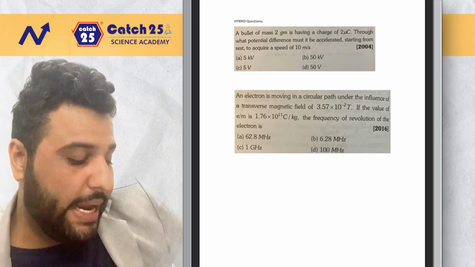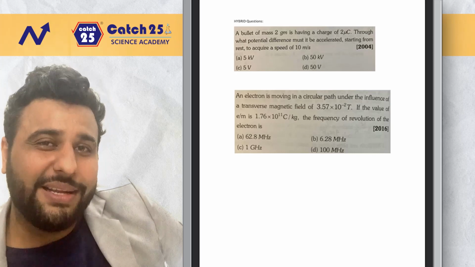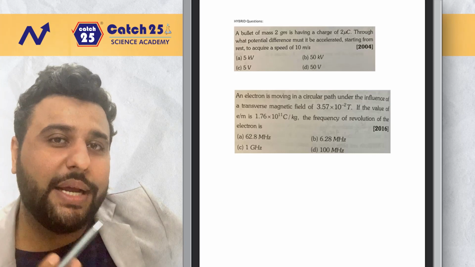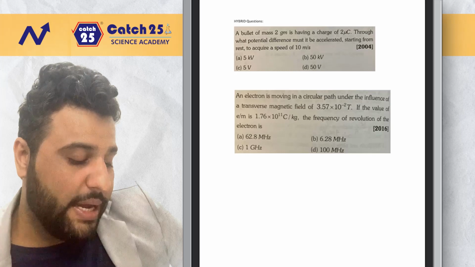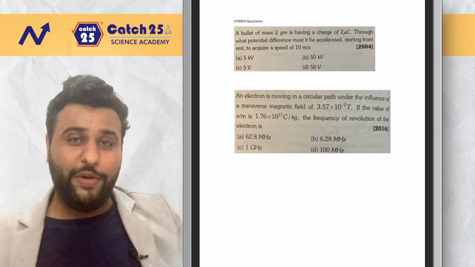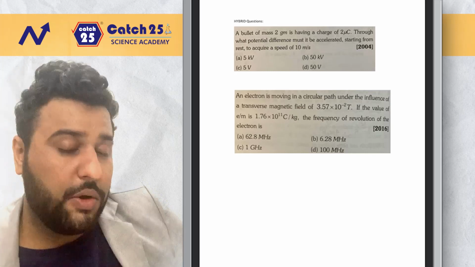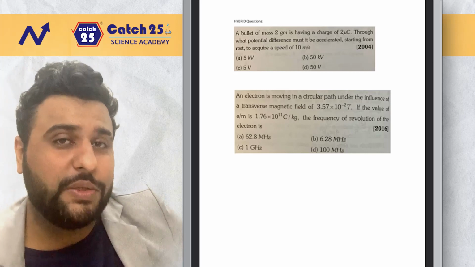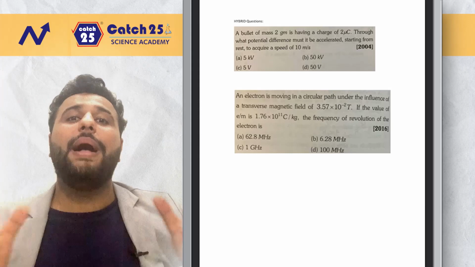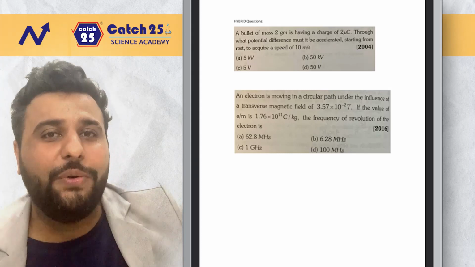The second one, an electron is moving in a circular path. Like cyclotron's formula will come if something is going in a circular path under the influence of a magnetic field. Therefore, the clue of the second one is cyclotron formula, and the clue for the first one is anything in physics 1, especially kinematics. Combine it with electrostatics and try to get the answer.